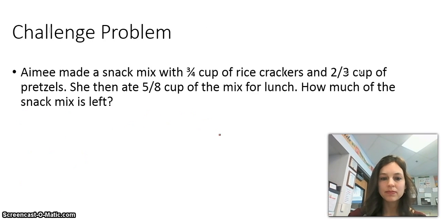Let's move on. Amy made a snack mix with 3/4 cup of rice crackers and 2/3 cups of pretzels. Then she ate 5/8 cups of the mix for lunch. How much of the snack mix is left? So you're really going to want to find 3/4 plus 2/3, get a common denominator, add that together, and then subtract 5/8 from that answer, and that'll give you your final answer. You have to find a common denominator first.